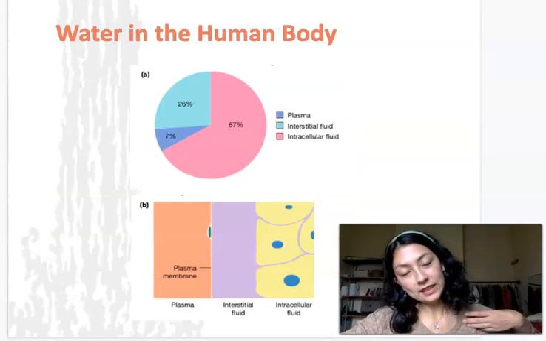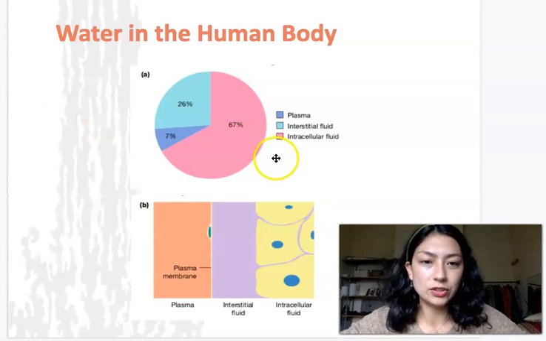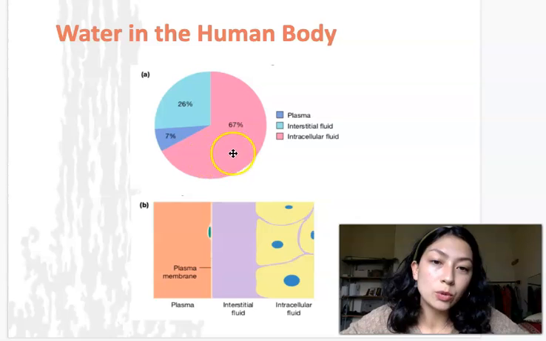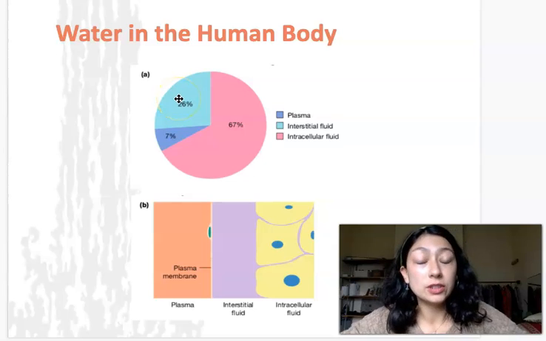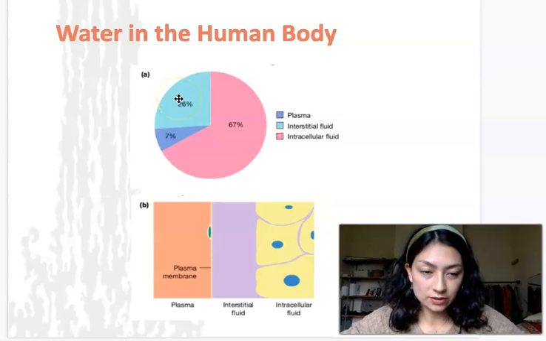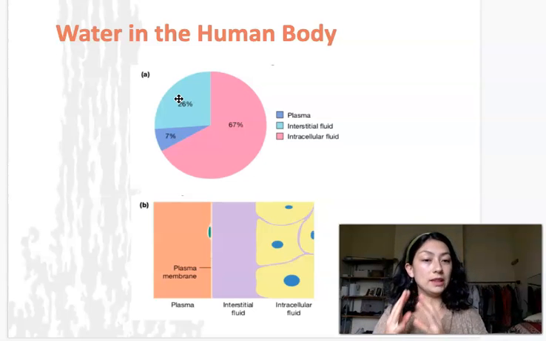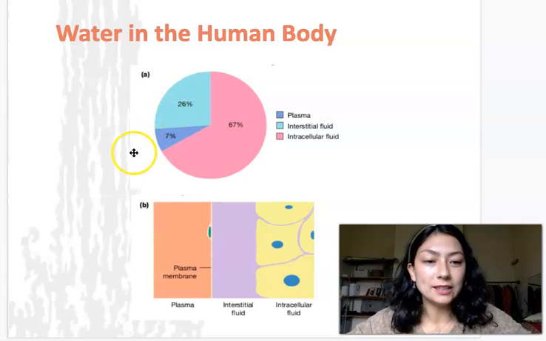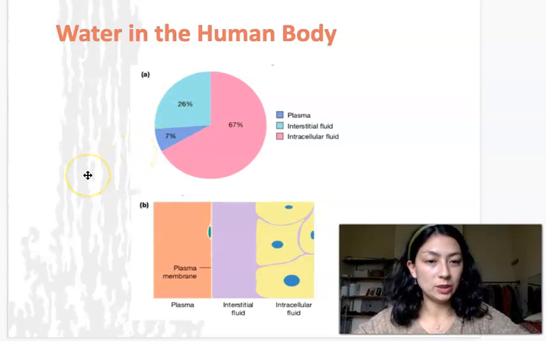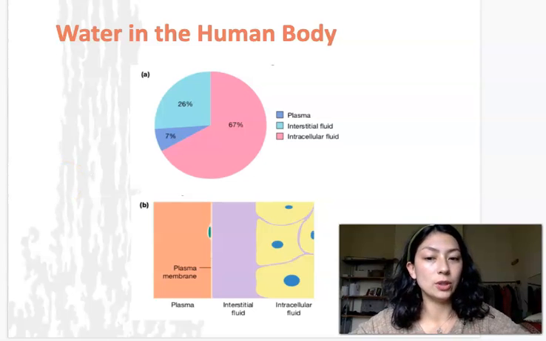Obviously, we are mostly water, but where is our water actually? So this is a little graph that shows you that about 2/3 of our water is within cells, intracellular fluid. Almost a quarter, just over a quarter, is interstitial. So that means between the cells and the blood vessels. And then we've got a little bit in our plasma.